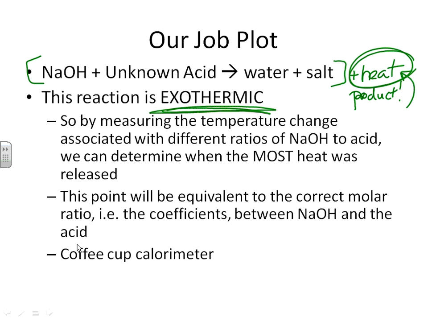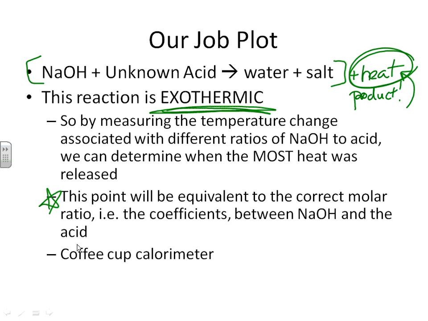By measuring the temperature change associated with these different ratios of the NaOH to the acid, we're going to determine when the most heat was released. Based on the various ratios that you're looking at, when did the reaction produce the most heat? And whenever the reaction produced the most heat, it's right here. That point where we have the most heat would be equivalent to the correct molar ratios between the sodium hydroxide and the unknown acid. Now, this is fundamentally a calorimetry problem because we are going to be measuring heat.